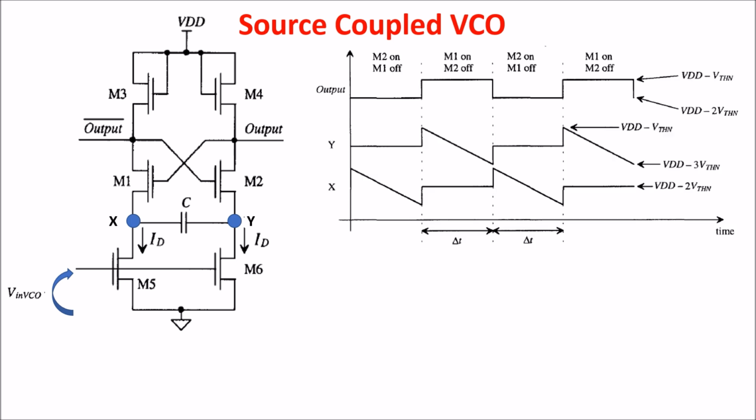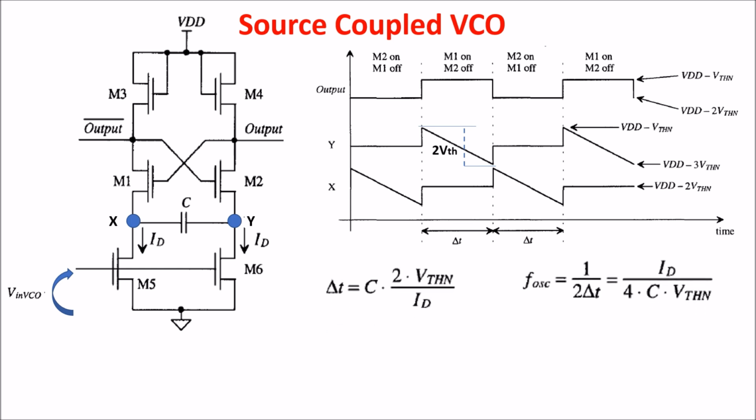Seeing the general behavior of the circuit, we see the oscillation frequency. We noted that the voltage drop on the capacitor is 2 times the threshold voltage, so charging the capacitor with constant current ID takes this time here. The oscillation frequency is this because in a period we have to charge the capacitor twice, once in one direction and once in the other.